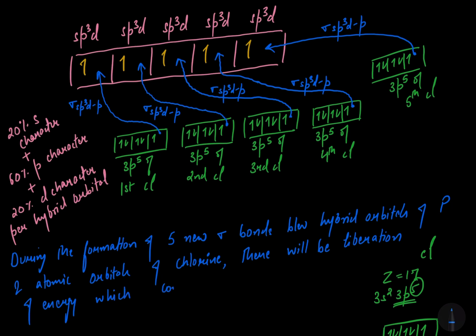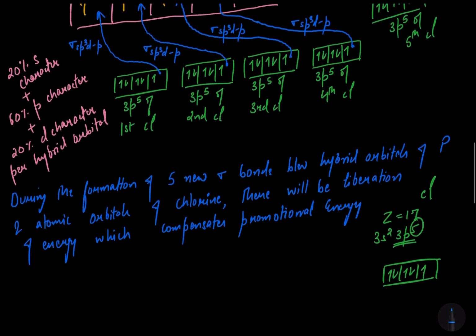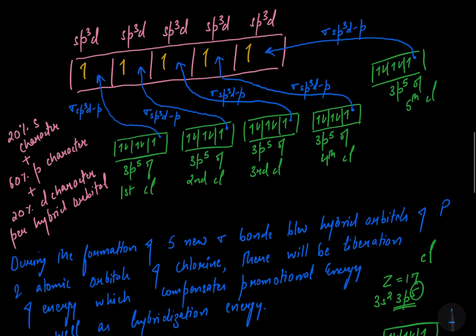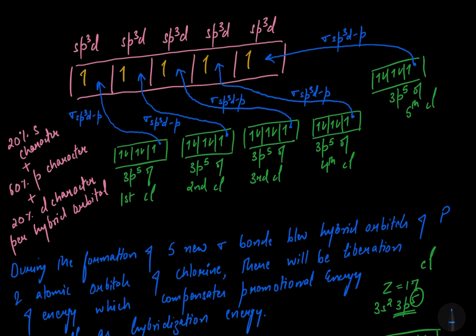which compensates promotional energy as well as hybridization energy. That's why the formation of phosphorus pentachloride, that's PCl5, is practically visible. So that's all about the sp3d hybridization with the help of an example of phosphorus pentachloride.